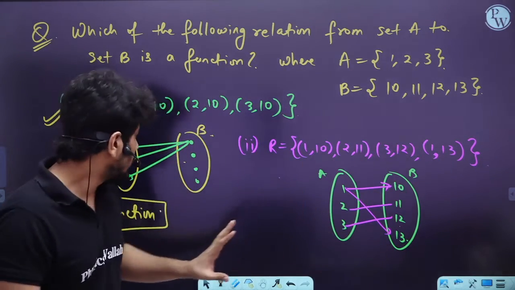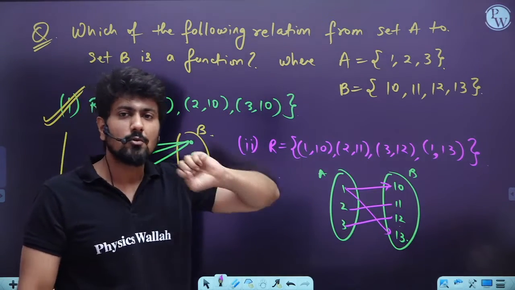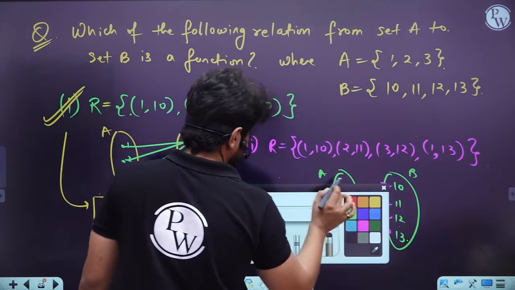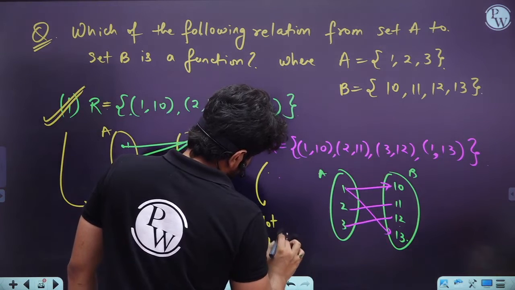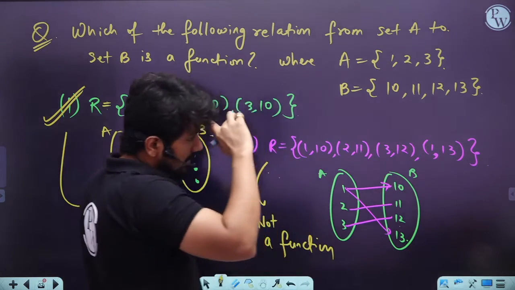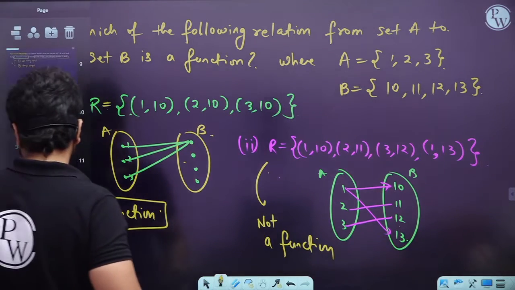So divergence is not allowed, convergence is allowed. At 3 different inputs, we can get the same output. But this will not work. This is not a function. So this is how we check whether it is a function or not. Let me give you more examples on this.